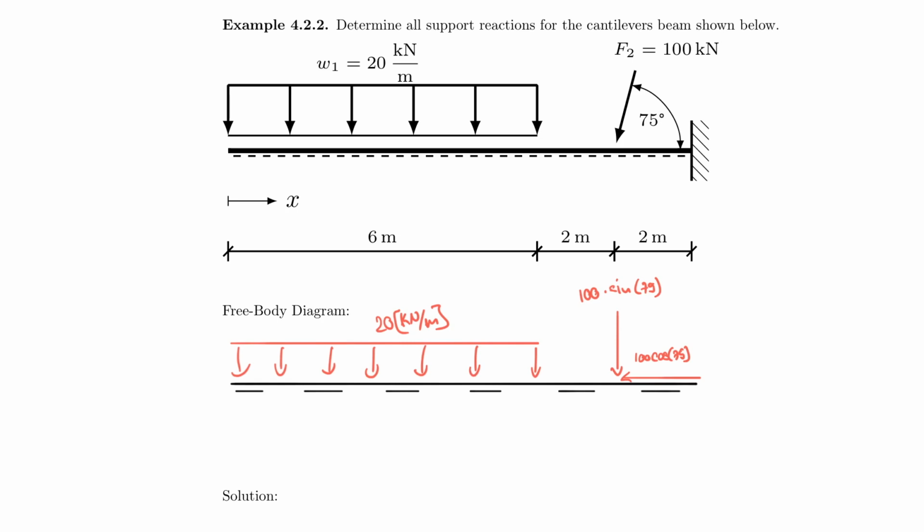And last but not least, I of course have my support reactions, which I assume to go up, I assume to go to the left, and I assume to turn counterclockwise, and I call this MA about the z-axis. I call this RAX, and this here is RAY. Last but not least, let me get my dimensions so that we don't get lost when we scroll down. So I have this being 2 meters, this being 2 meters, and then this being 6 meters.